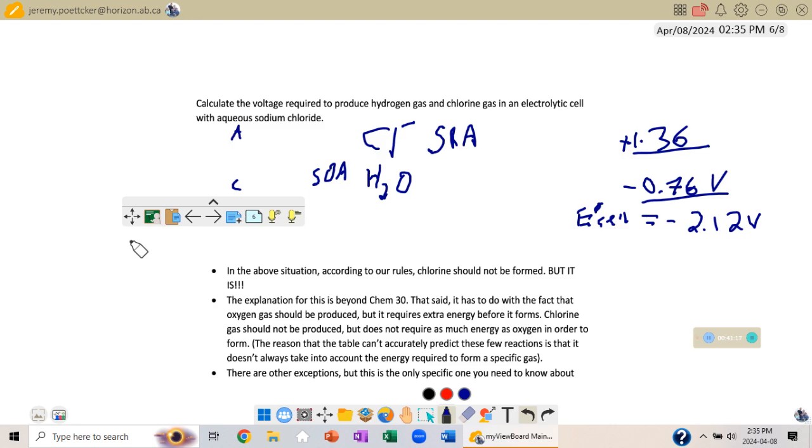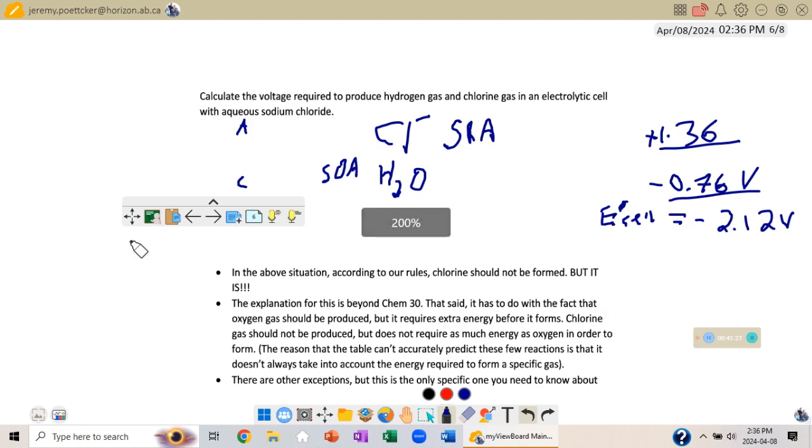Now, this is not the only anomaly. The chloride anomaly is the one that you have to know about, and you have to know that even though chloride should not form chlorine gas, it does. So if you are going to use electrolysis on water, don't use chlorinated water, and don't use sodium chloride as your electrolyte.